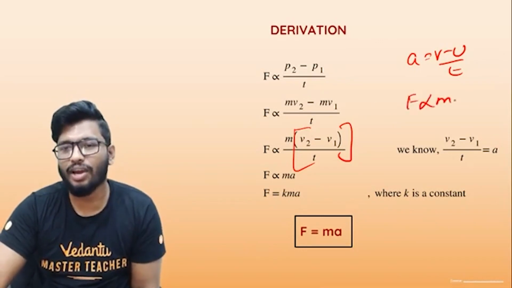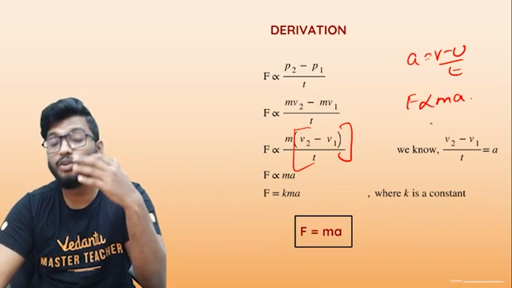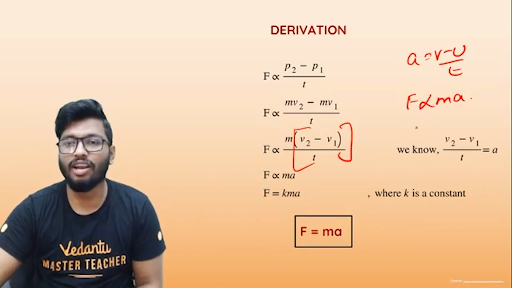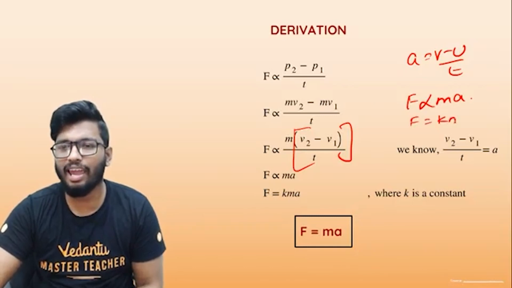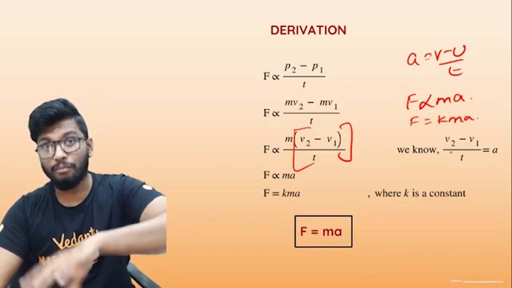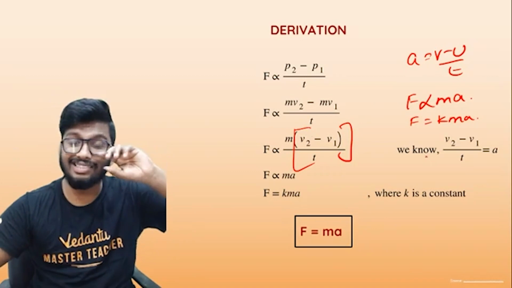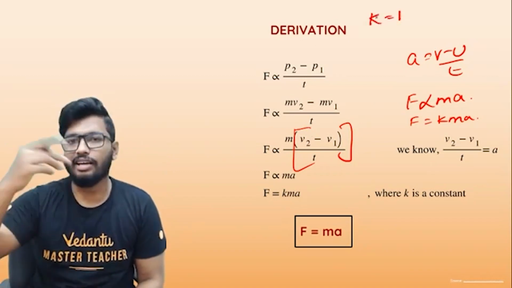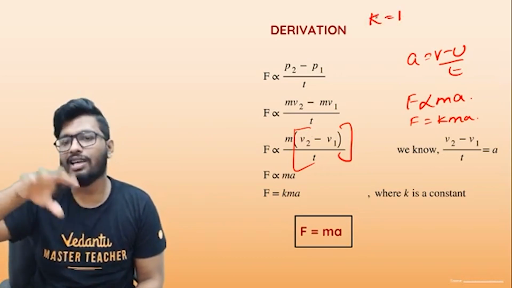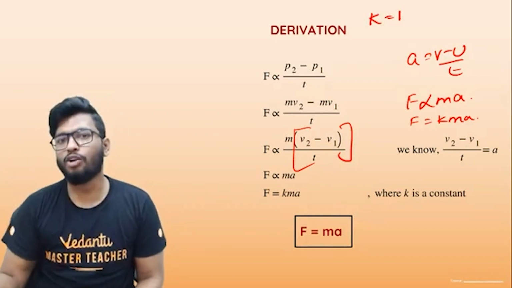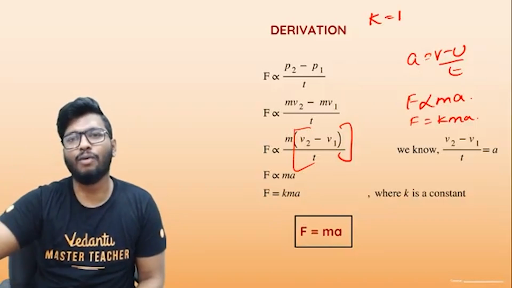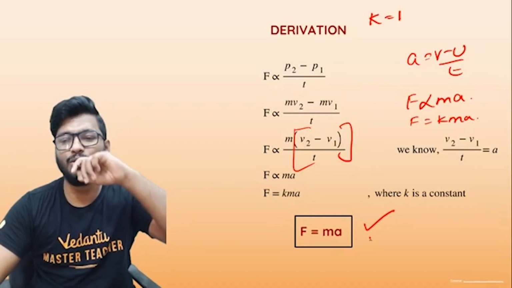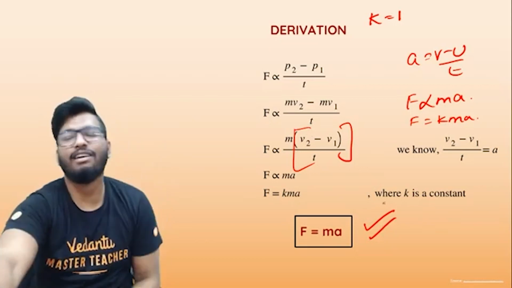So what are you going to get? F is directly proportional to M into A. Now to remove the proportionality sign, we'll introduce a constant called K. So F is equal to K M into A. Now when the units are in SI units, the value of K is equal to 1. So F is equal to 1 into M into A, which is nothing but F is equal to M into A. This is how you get the formula F is equal to M into A.